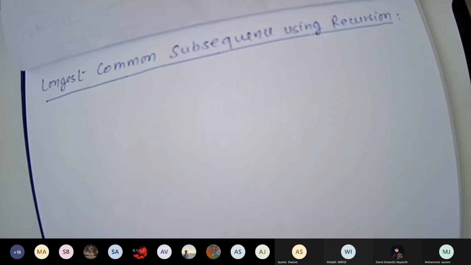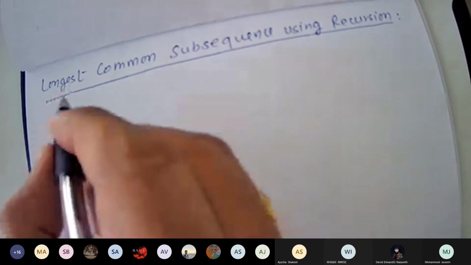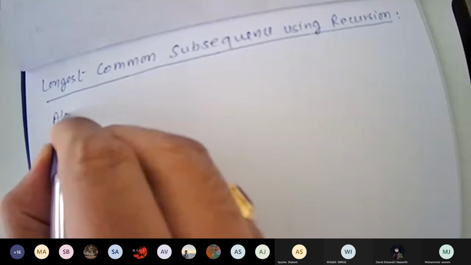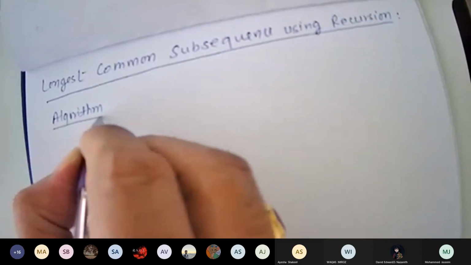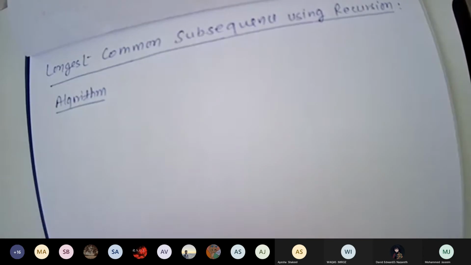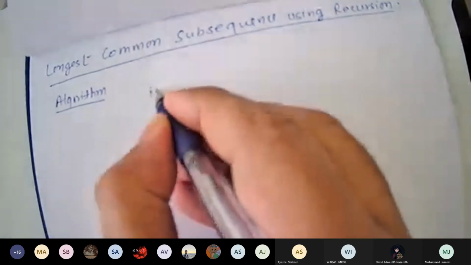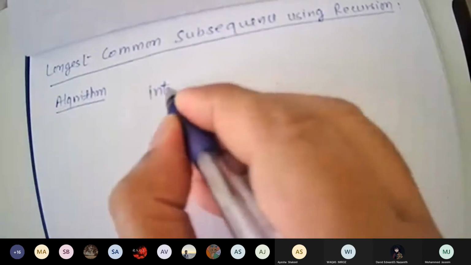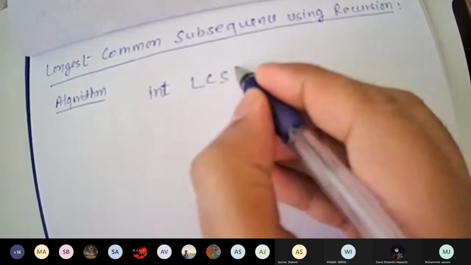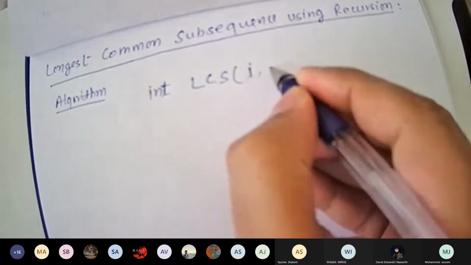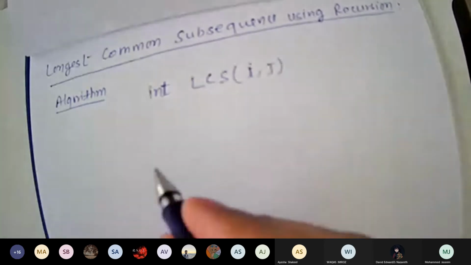So firstly, for this, I will just write the algorithm, then I will explain the algorithm, and then we will do it with one example. So what will be the algorithm for this? Int LCS(i, j).